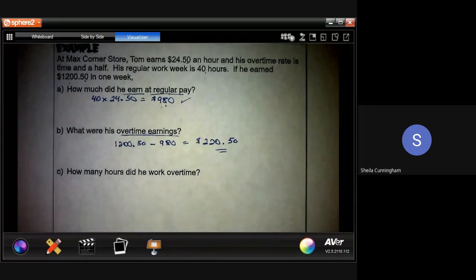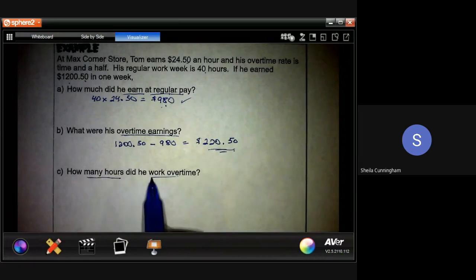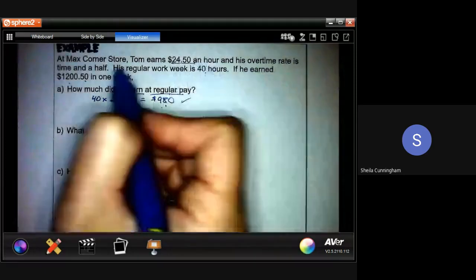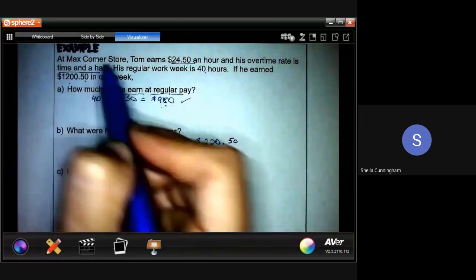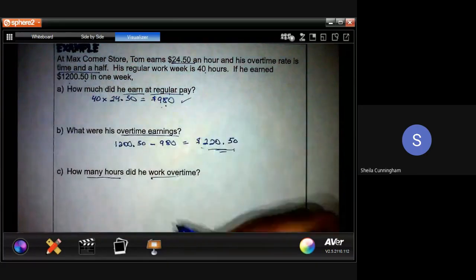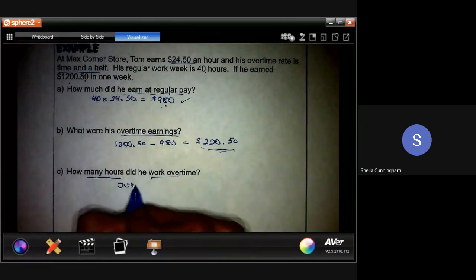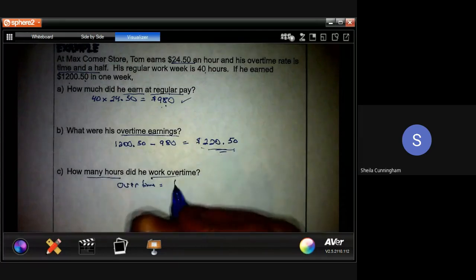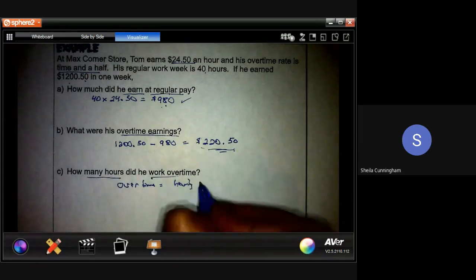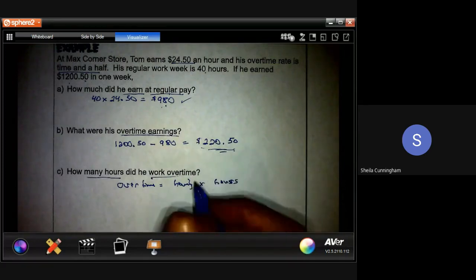Now the question is, how many hours did he work overtime? So we know how much he made in overtime. We don't know how many hours. We know what he makes. We know what his overtime rate will be. So if we know his overtime rate, or we can figure it out, and we know how much money he made, we can actually figure out how many hours. Because his overtime will simply be his hourly wage times his hours.